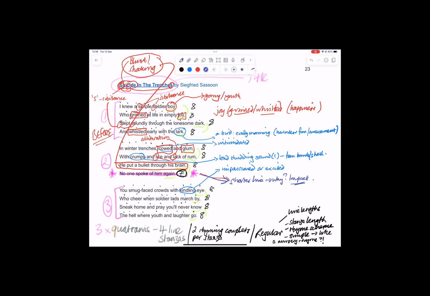We've also got alliteration being used there, light and lack, which is quite negative, isn't it? And also suggests almost a sense of disgust.